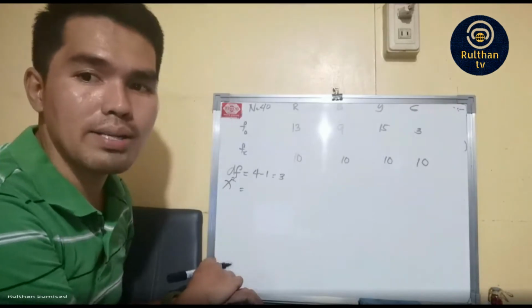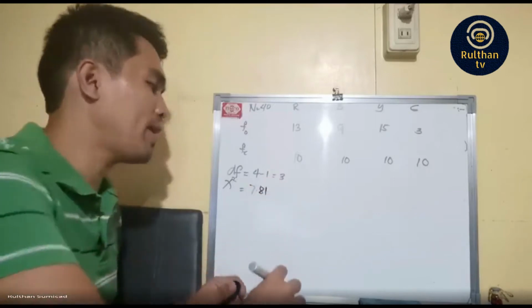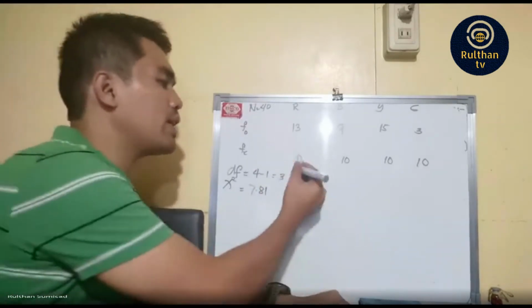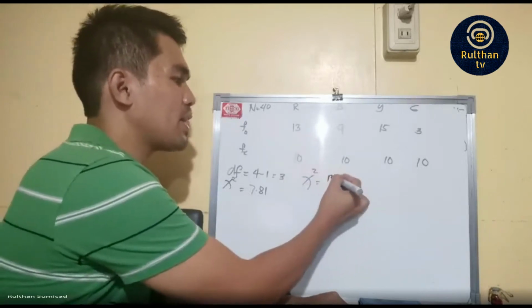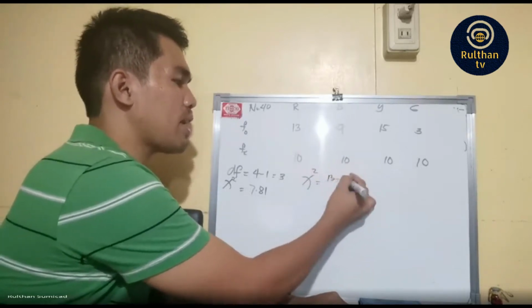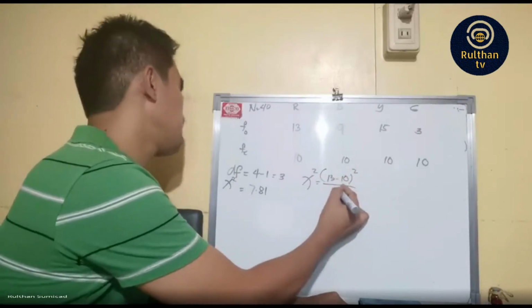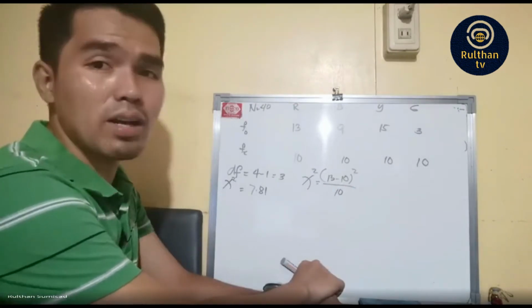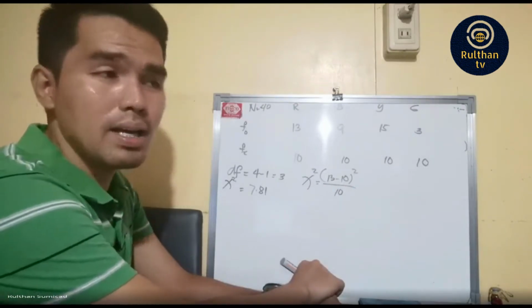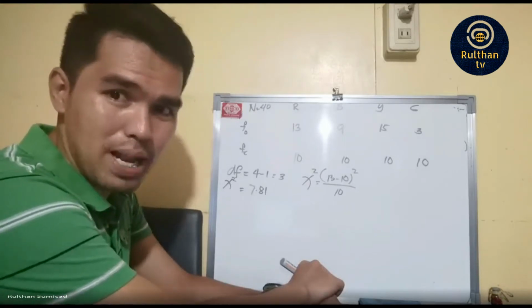Our chi-square critical is 7.81. Then let's compute our chi-square. That's going to be (13 minus 10) squared divided by 10. We're not applying any correction here. We're not applying the Yates correction. So we will just use the formula as is.